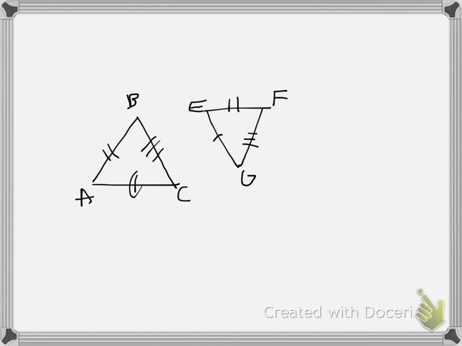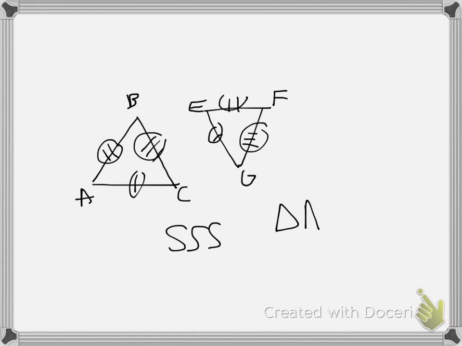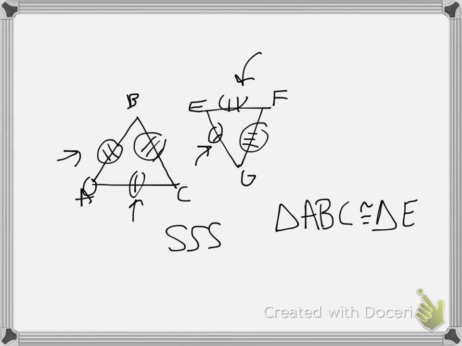Okay, it looks like we have all three sides being congruent to all three sides. So this one's pretty easy. We got side, side, side. So I'm going to say triangle ABC is congruent to, and now we've got to do some matching up. A is in between the 1 dash and the 2 dash, so 1 dash and 2 dash, so we got E. My B is in between my 2 dash and my 3 dash, so 2 dash and 3 dash, so F is next. And so then my C is going to be with the G.